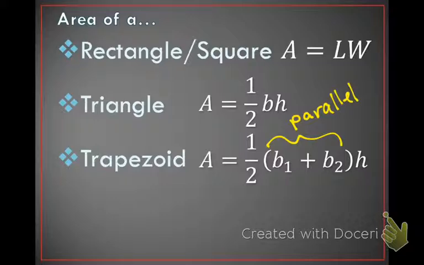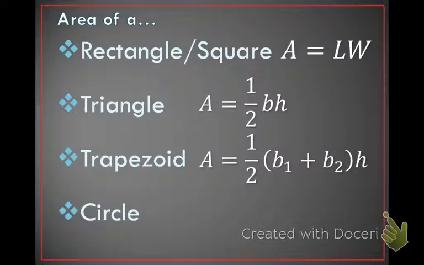Last one, circle. Pi times r squared. Listen to Alana. Pi r squared. I would write that one down. Pi r squared. That's it.